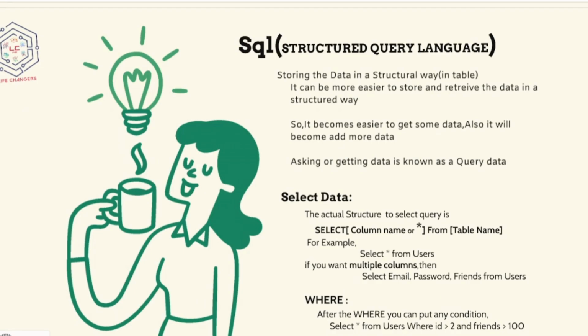If you want to get all the users that have more than 100 friends, you can type code like below. Okay? Like select star from user where ID greater than 2 and friends smaller than a value. When you want multiple conditions, you can put these conditions together. In summary, in the where clause, you can use one or more conditions to select rows that fulfill those conditions. Okay.